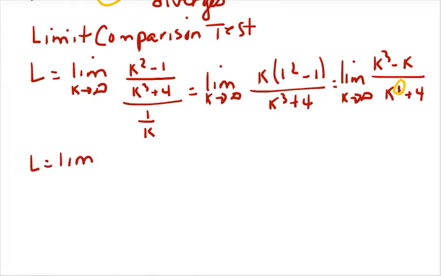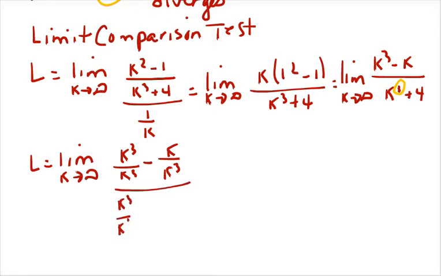So L is the limit as k goes to infinity. Each term, oops, that's a negative: negative 1 over k cubed, k over k cubed, divided by k cubed over k cubed plus 4 over k cubed. Now we know that this is going to go to 0, and this is going to go to 0, and these are just 1. So this equals 1.